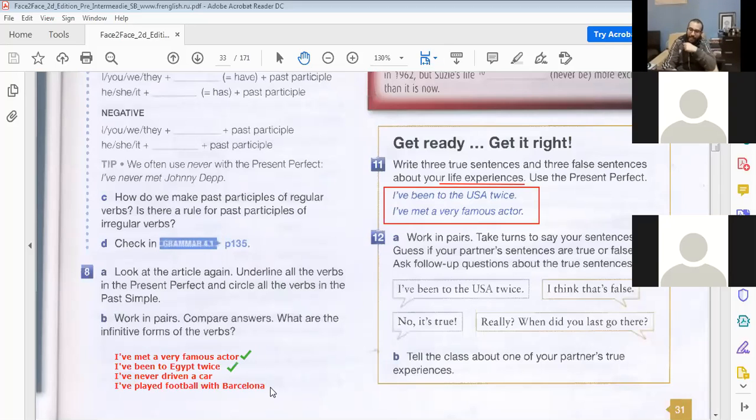But maybe Barcelona has a women's team. Do they have a women's team, Barcelona? No. Okay. So they don't think you've played football before in a club. So I've never driven a car. Okay. So tell us, Noha. Rashid, first of all, what do you think of Noha's sentences? Which ones do you think are true and which do you think are false?